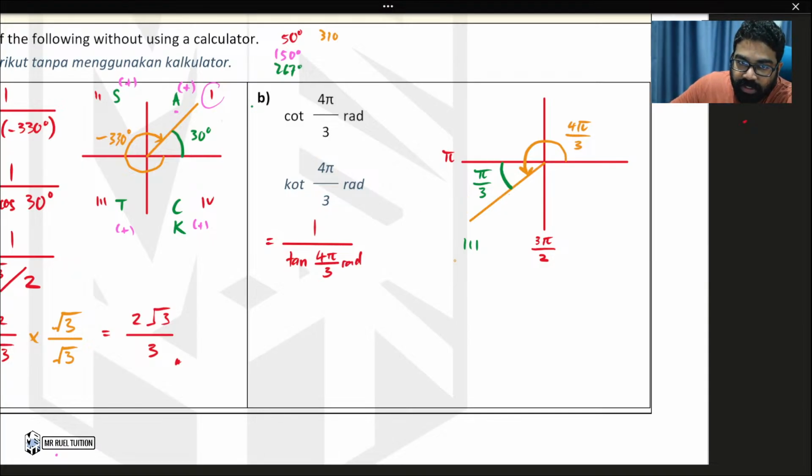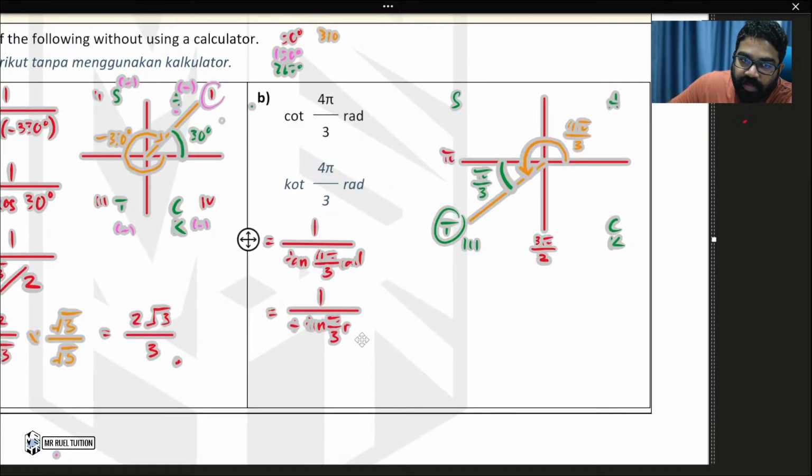Okay, so we have to check lah, third quadrant. Is tangent going to be positive or negative? Tangent ni positive or negative? Okay, let's check. Tangent positive. Third quadrant, tangent positive. Okay. So now we have to find out the magnitude. So dia sama dengan, this will be equals to 1 over positive tangent pi per 3 radian. Do you understand? It's the same magnitude as the alpha. Magnitude yang sama dengan alpha.